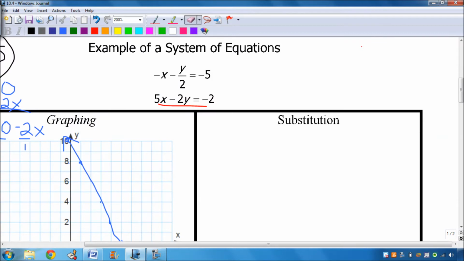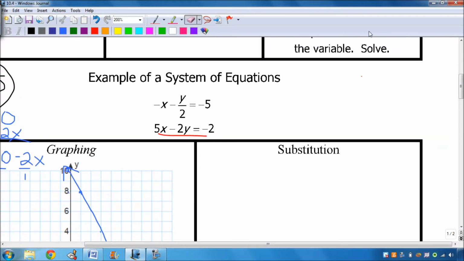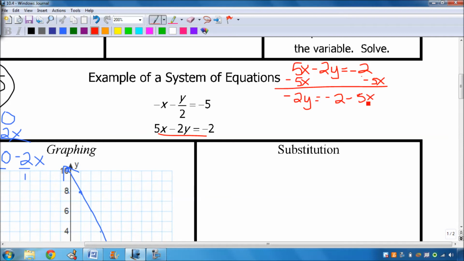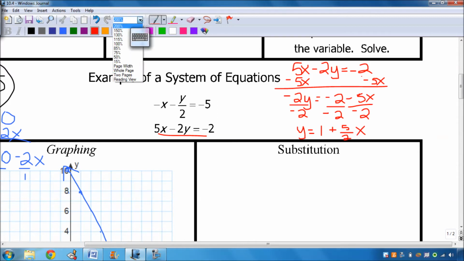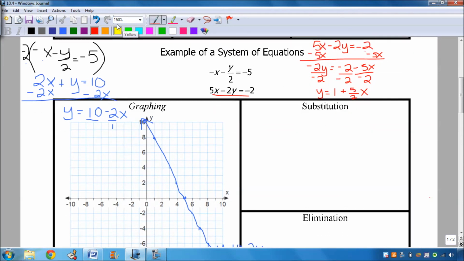So now let's isolate the y in the bottom equation right here. So the bottom equation says 5x minus 2y equals negative 2. So I'm going to subtract 5x from both sides to get rid of it. So I end up getting negative 2y equals negative 2 minus 5x. Then I'm going to divide everything through by negative 2. So I end up getting y equals positive 1 plus 5 over 2x. So here, I know that my slope is 5 over 2, and my y-intercept is 1.